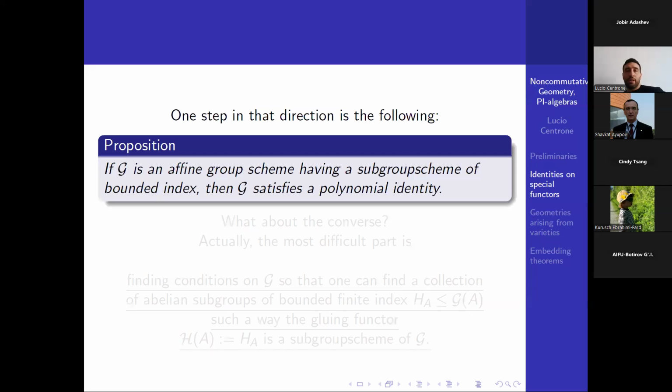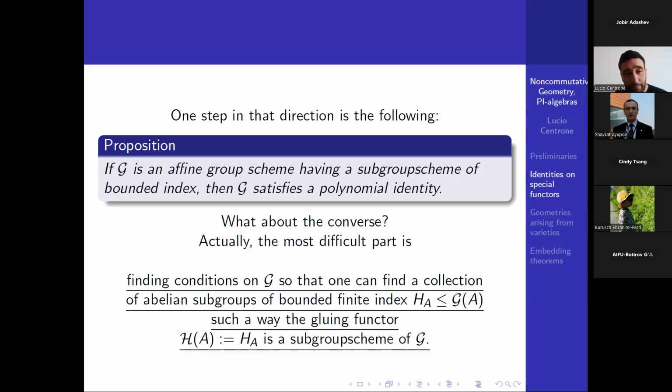So, what I would like to propose as a first step in this direction is this proposition. If G is an affine group scheme having a subgroup scheme of bounded index, then G satisfies polynomial identities. And what about the converse? I mean, is it true that the if and only if condition holds in this case?